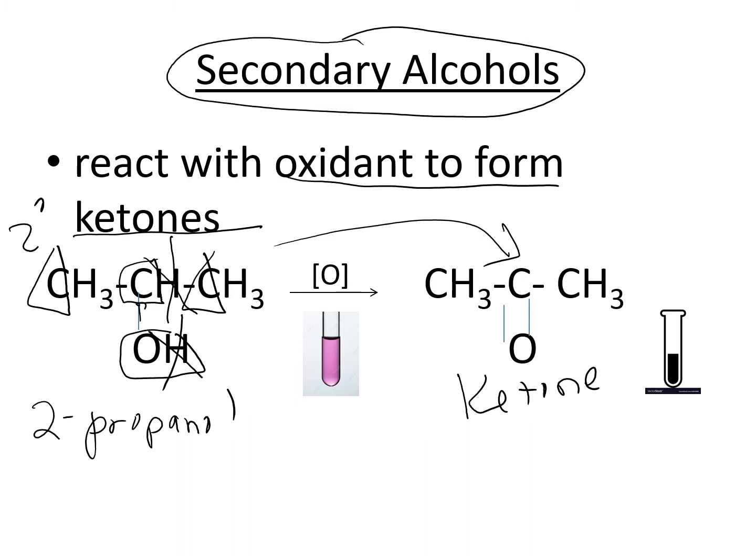In the lab, we can do the experiment with potassium permanganate, the KMnO4, as our oxidant. If it goes from purple to black, that means we had a secondary alcohol. Now, we would not be able to tell the difference between a primary or a secondary alcohol in this lab, so we would say it's either primary or secondary.